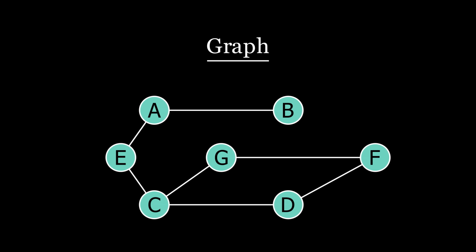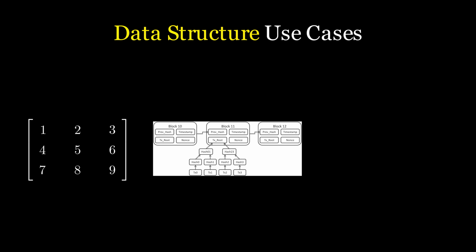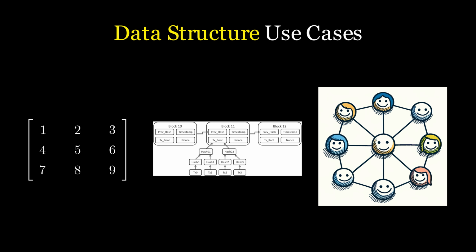Now each data structure has its own advantages and use cases. For instance, an array can be used to represent a matrix. And blockchain uses a data structure quite similar to linked list. And graphs can be used to represent the connections between friends on a social network.